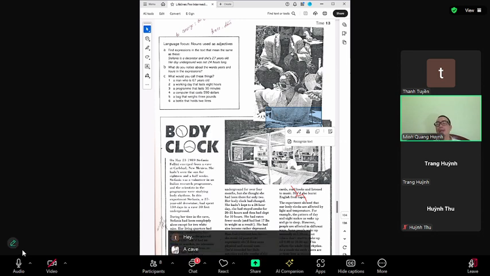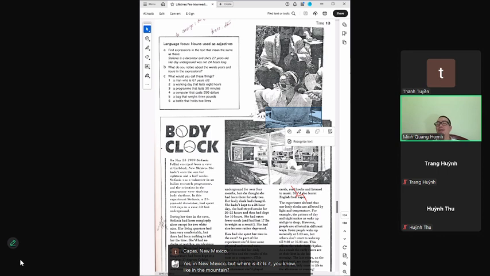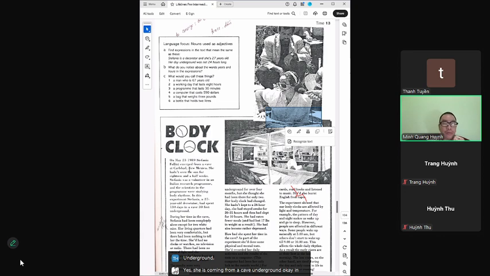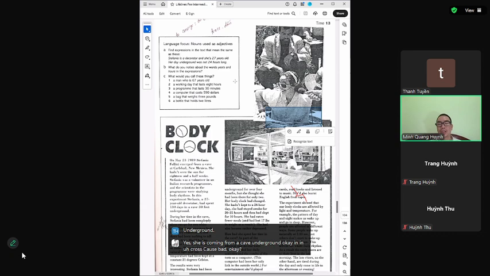Okay, where is the cave? Where is the cave? In New Mexico. Yes, in New Mexico. But where is it? Is it in the mountain, or is it underground? Underground. Yes, she is coming from a cave underground, in Carlsbad, New Mexico, right?